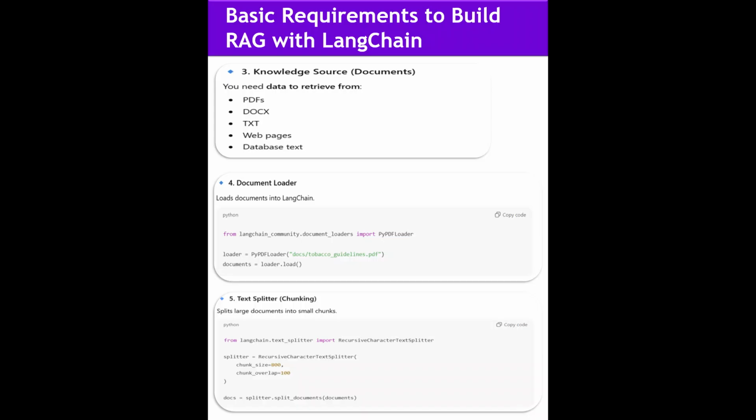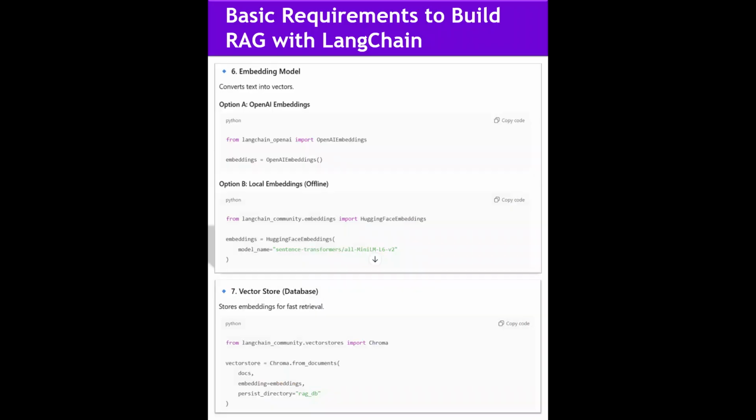Fifth, text splitter or chunking. It splits a large document into small chunks, so you also need to use a text splitter. Sixth, the embedding model, which converts text into vectors. There are two options: one is the OpenAI embedding model, and the second is an offline local embedding model. We can use either of them.